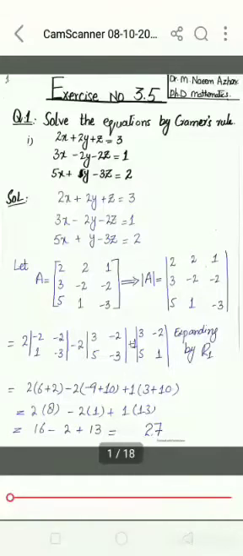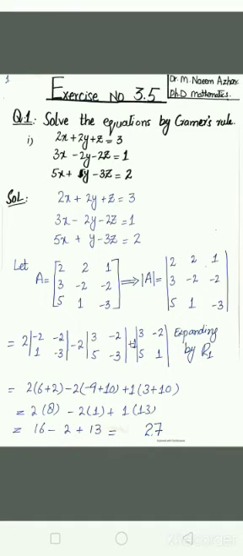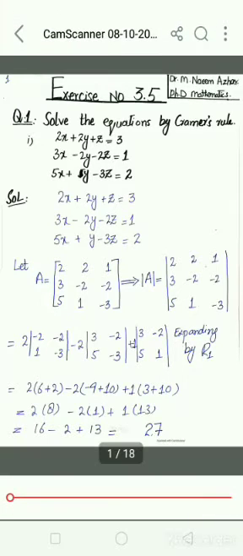We are going to start exercise number 3.5, in which we will learn three methods to solve a given system of linear equations. First of all, we have to learn what a system of linear equations is, and why it is called a system of linear equations.